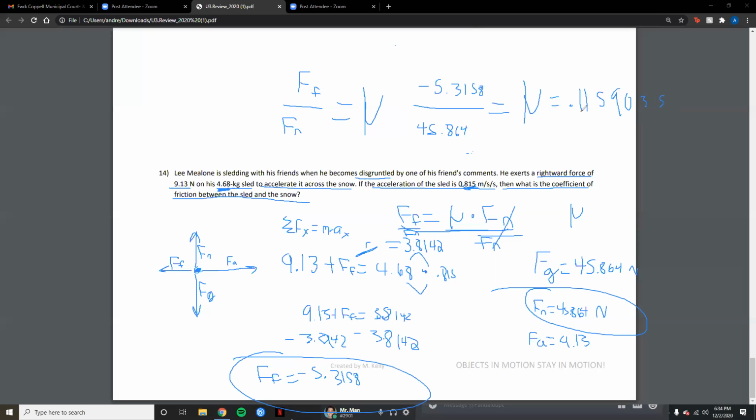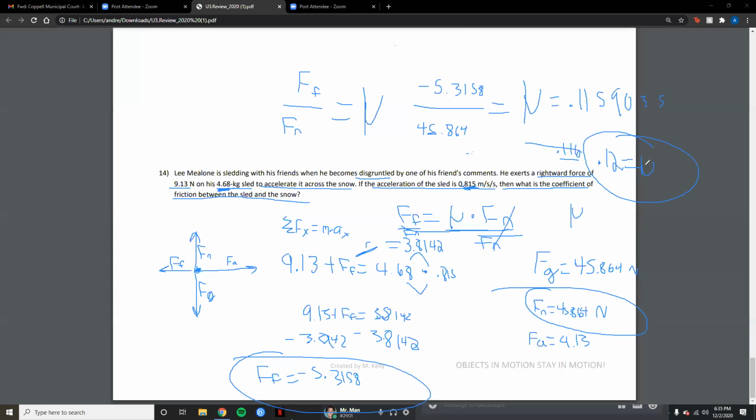You'd actually round it to 0.116. Right? Sinha wants three after the decimal, but Miss Kelly wants two, so yeah, 0.12. Wait, what did we get for friction force? We got negative 5.3158. Negatives are a little weird.